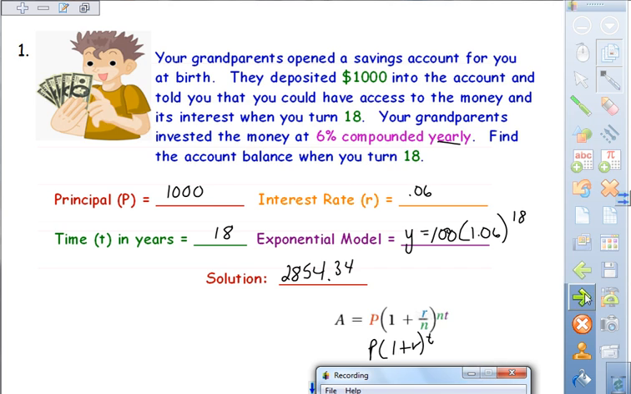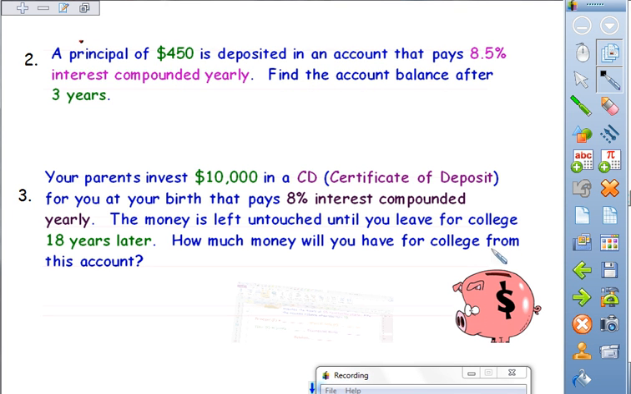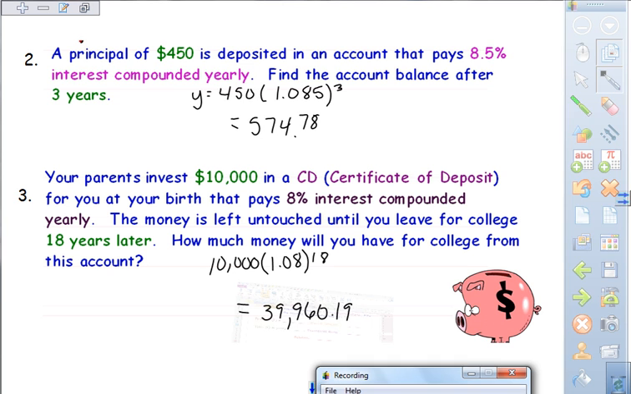Try these next 2 problems on your own. Please pause the video while the students work. Here are the solutions. $574.78. Again, we're compounding yearly. $39,960.19, compounding yearly. So our formula is pretty basic.